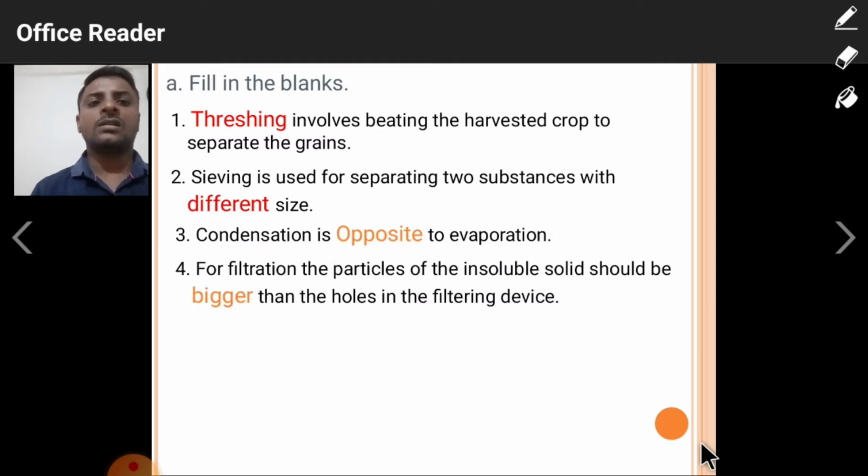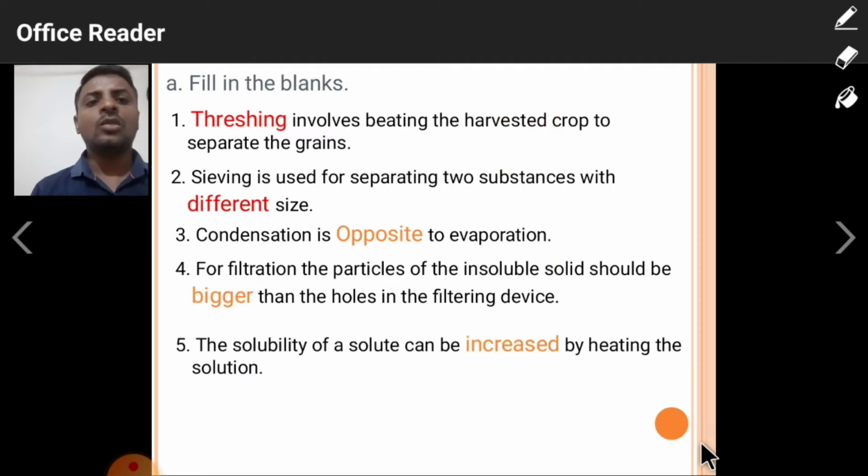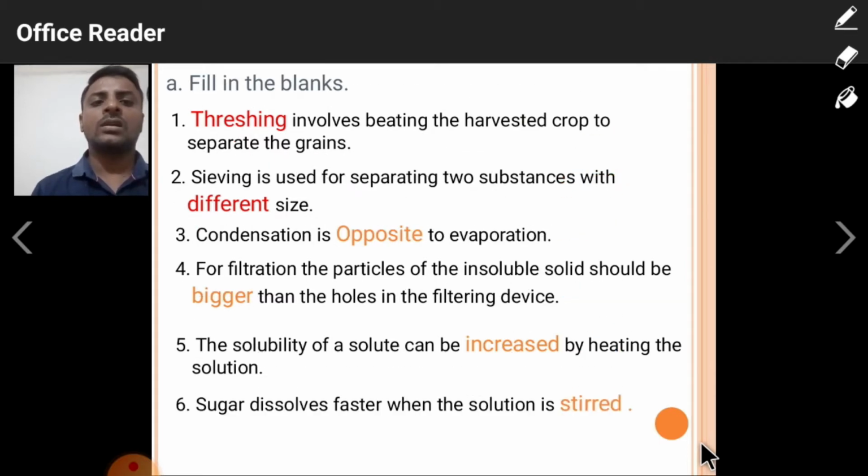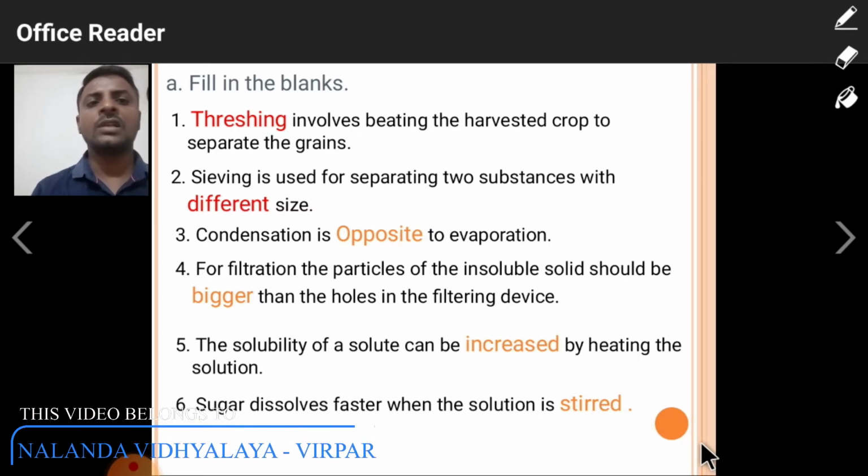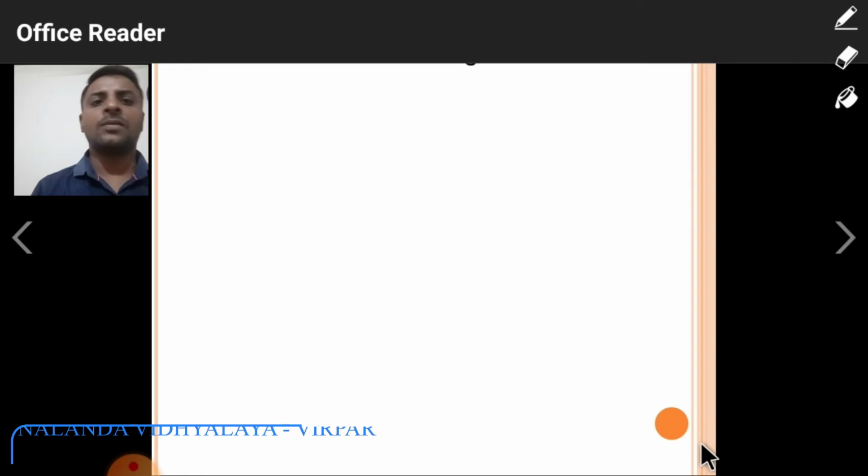For filtration, the particles of the insoluble solid should be bigger than the holes in the filtering device. The solubility of a solute can be increased by heating the solution. Sugar dissolves faster when the solution is stirred. So these are fill-ups. Let's go to the next question, that is match the following.